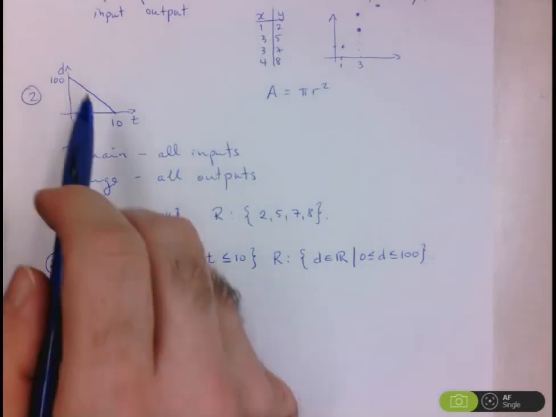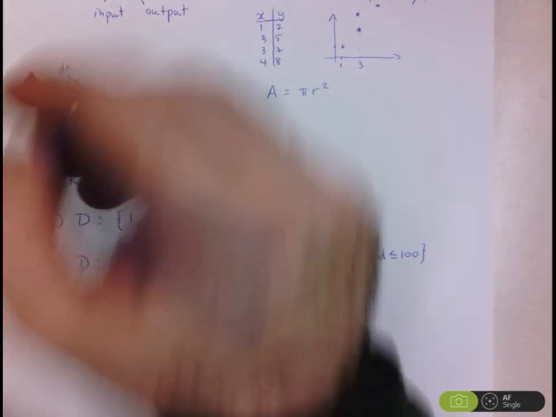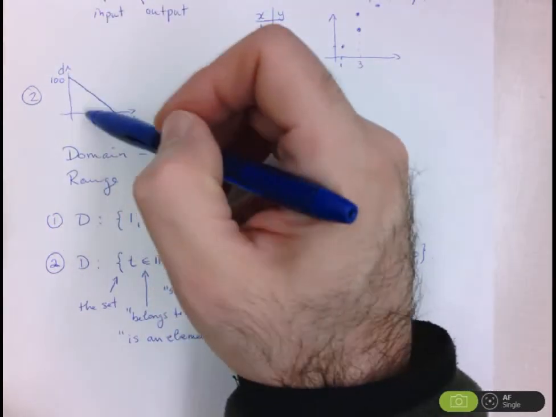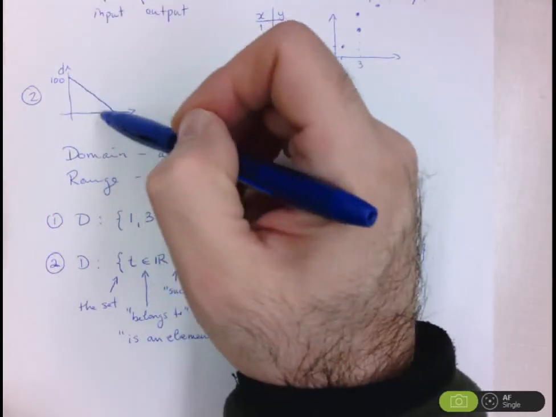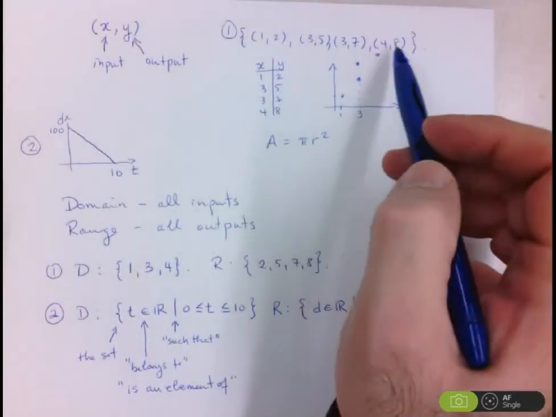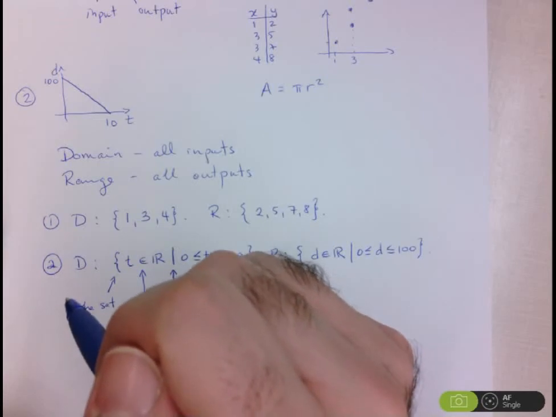Okay, now I called this a relation, but when I take a look at it, I notice that it's in fact a function, because for every input, okay, I see that there's one and only one output. Okay, so example 1 was an example of a relation that is not a function, whereas example 2 is a relation that is also a function.